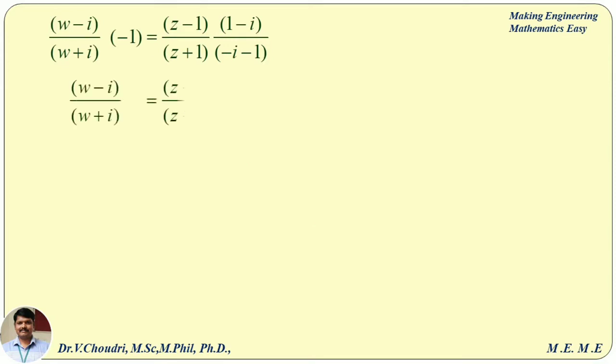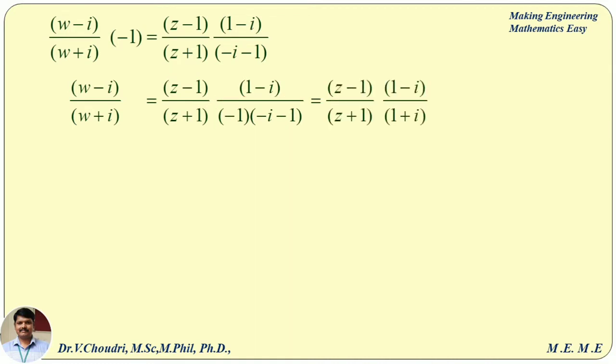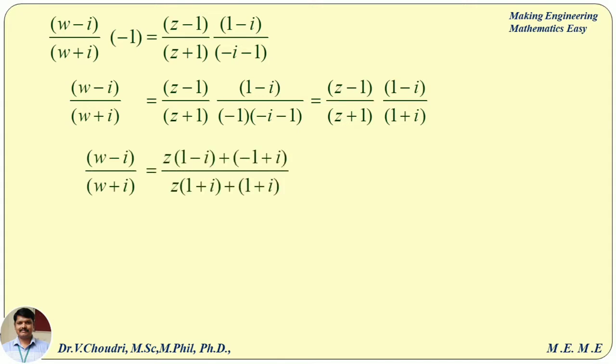Now we bring this minus 1 to the right hand side. Now multiply minus 1 with minus i minus 1. It comes 1 plus i. Now we multiply 1 minus i with z minus 1 and 1 plus i with z plus 1. It comes z into 1 minus i plus minus 1 plus i, divided by z into 1 plus i plus 1 plus i. Now look at this left hand side and right hand side.